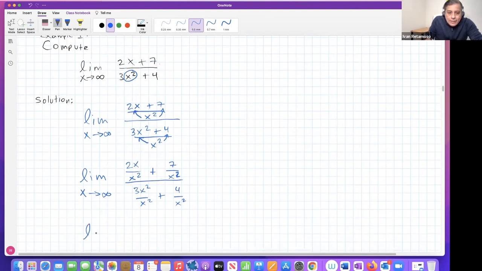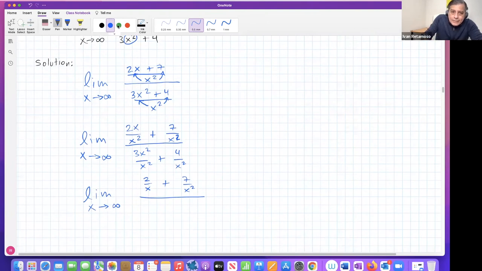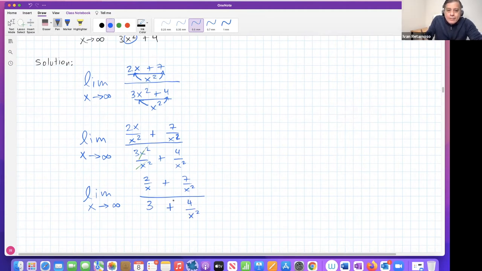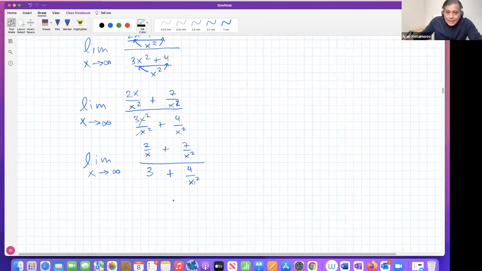Now let's use some algebra to simplify this. Look, x on the top, x squared on the bottom, simplifying to 2 over x. You cancel one x, but the x that is left should be placed on the bottom because it's the dominant one. One x cancels, one x stays. Plus, this one is simplified, nothing to simplify. Over here, notice these two cancel, x squared and x squared, leaving me with the number 3, plus 4 over x squared. This is in simplified form what we get. Now, guys, I want you to remember what we did before.